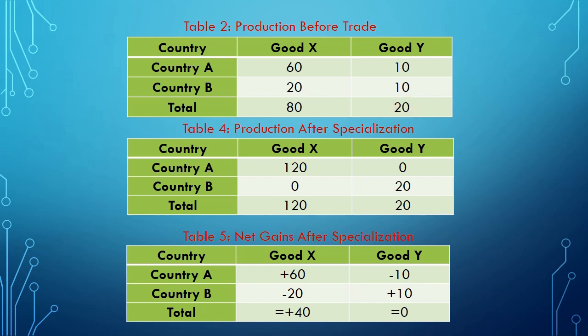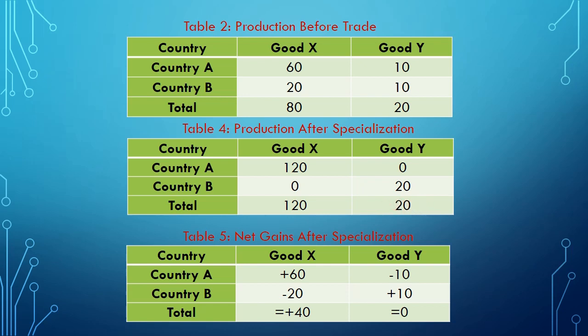Now if both of the countries specialize in one good only, country A will produce 120 units of good X, and it will not produce any good Y. Country B will produce no units of good X, and it will produce 20 units of good Y. Therefore the total world production of good X is 120, and the total world production of good Y is 20.